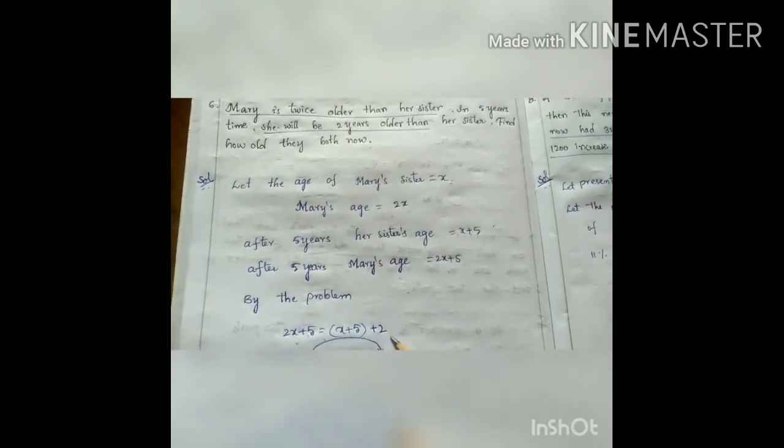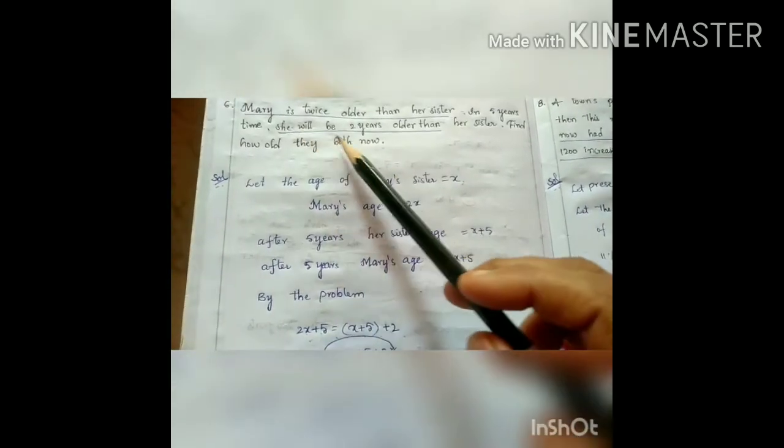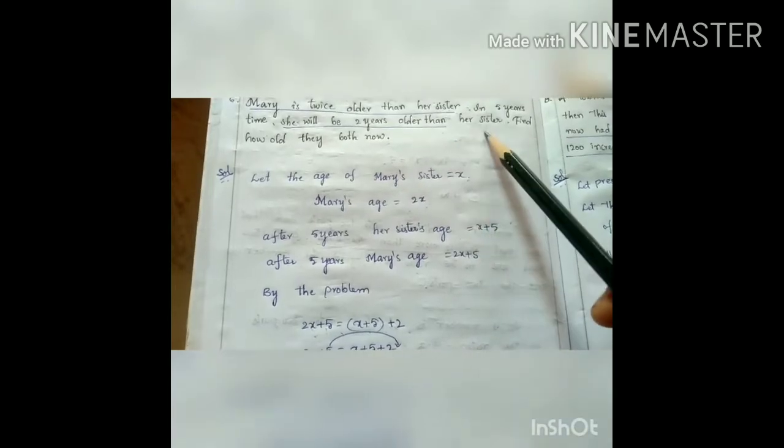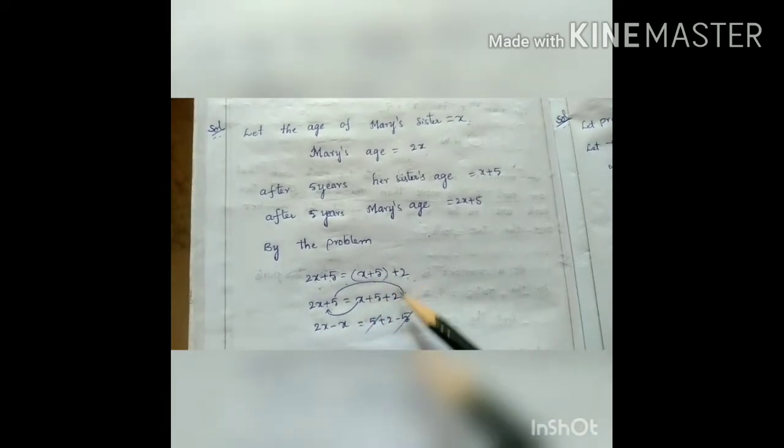Why do we write 2 here? Because she will be 2 years older than her sister. Now write the 2. So 2x plus 5 equals x plus 5 plus 2.